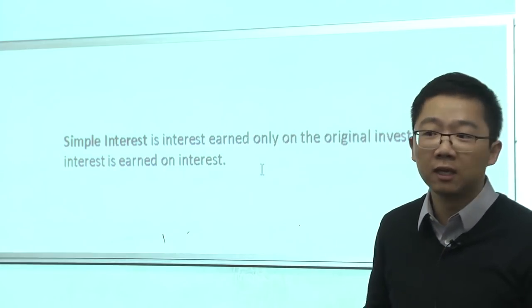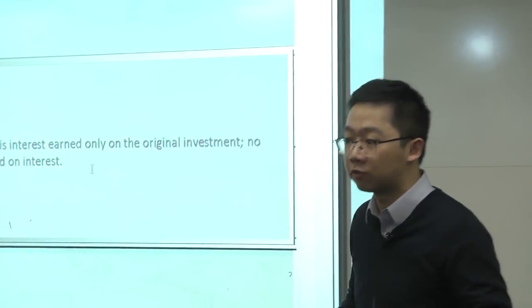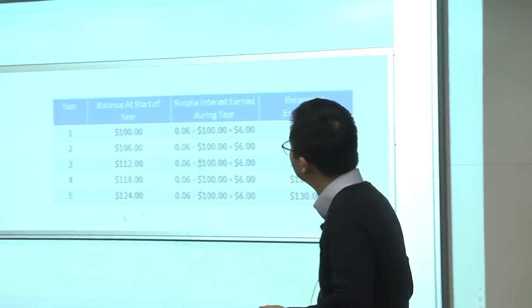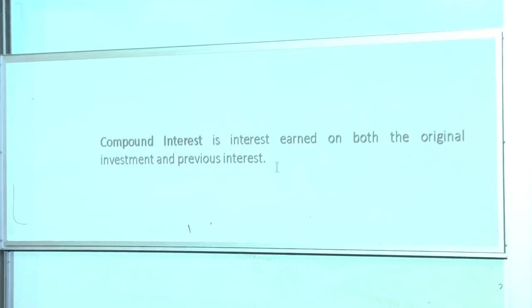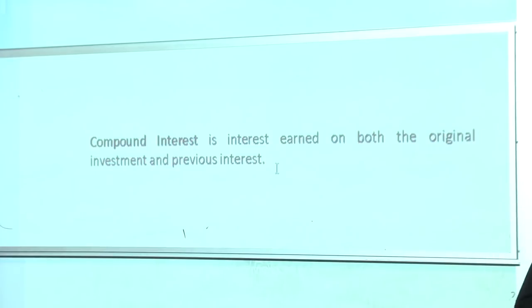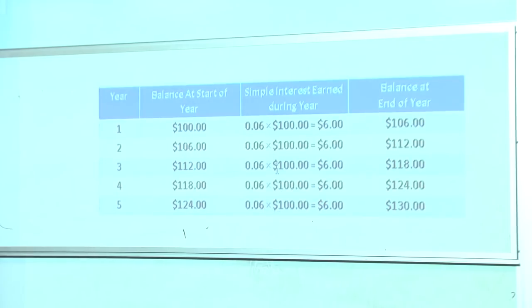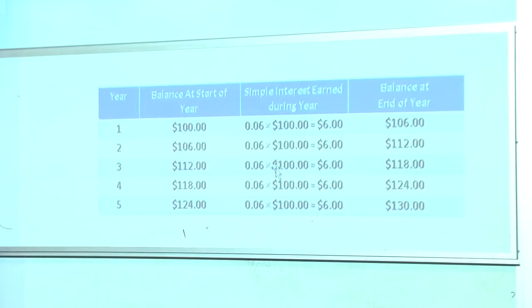What is simple interest? Interest is only generated from the principal, not from previous interest. But for compounding, interest is generated not only from the initial investment or initial principal, it is also generated from previous interest, okay? So a very simple example: 6% interest rate, annual. The beginning balance is $100. The interest earned each year is just the $100 principal multiplied by the interest rate, 6%. So the interest is always $6, okay?